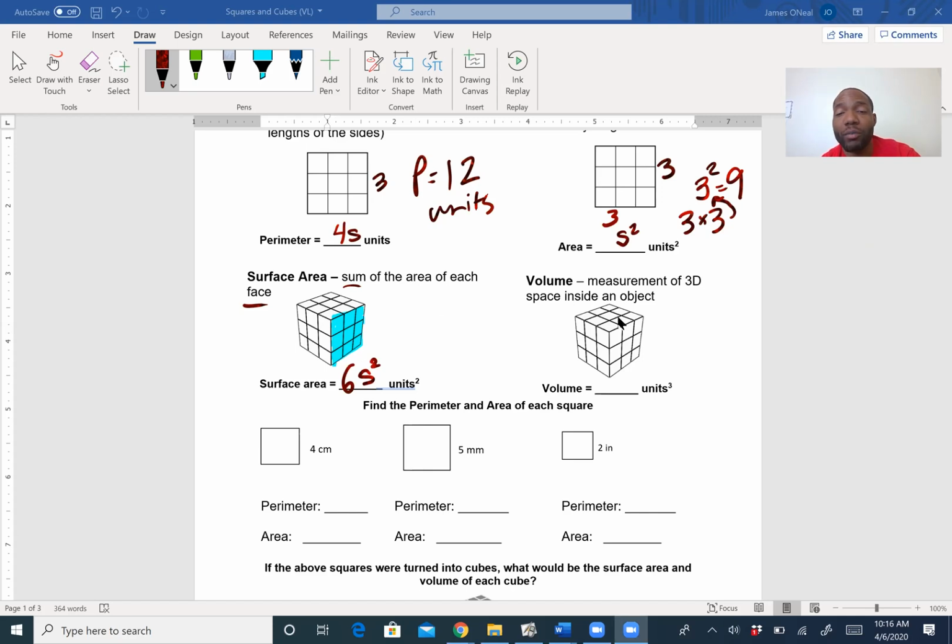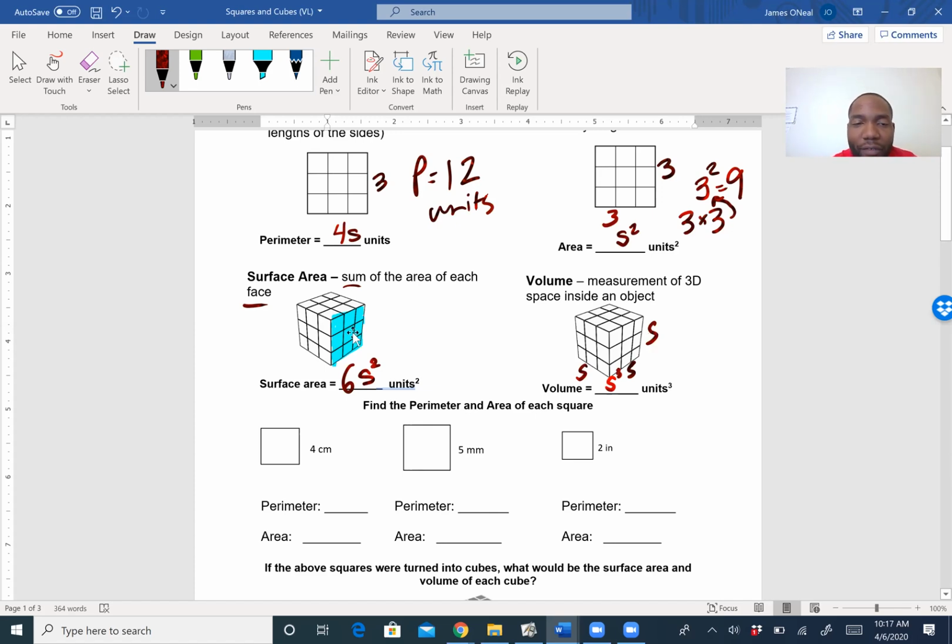All right, volume. We went over volume about a month ago. So volume is going to be side times side times side. The reason why we're not doing length times width times height is because it's a cube and the cube has the same side length. So side times side times side is going to give us s cubed, or side being cubed.